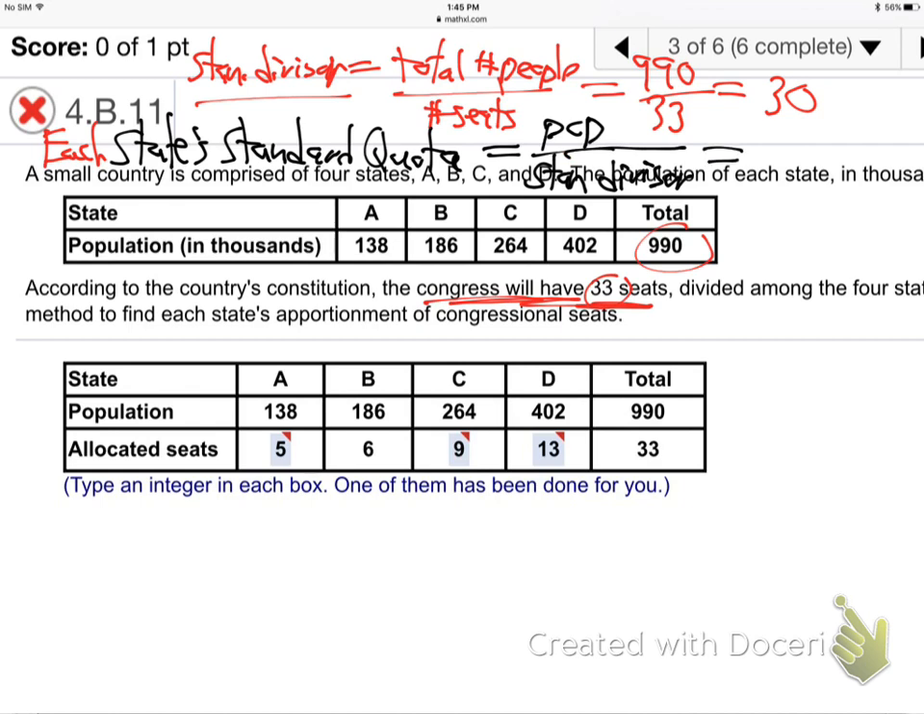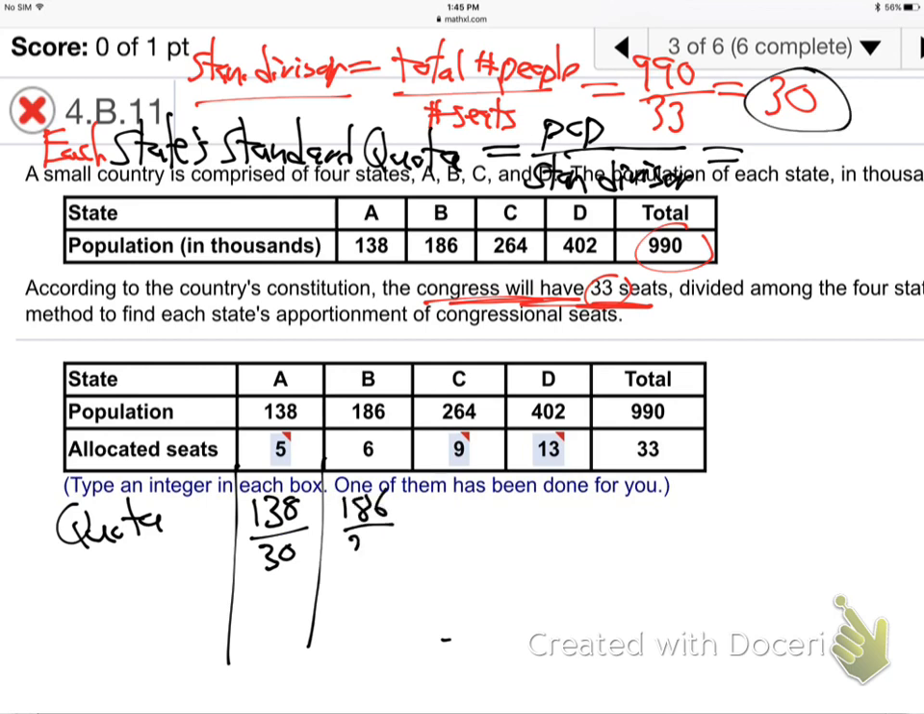I'm going to do it down here. So the quota for each of these states is going to be, for this one, let me bring these down. It's going to be 138 over 30, because 30 is the standard divisor. This one's going to be 186 over 30. This one's going to be 264 over 30. This one's going to be 402 over 30. So you just divide each of them by the standard. We take their population, divide by the divisor. That's why it's called the divisor. You divide by it.